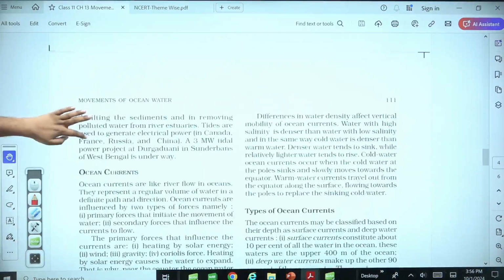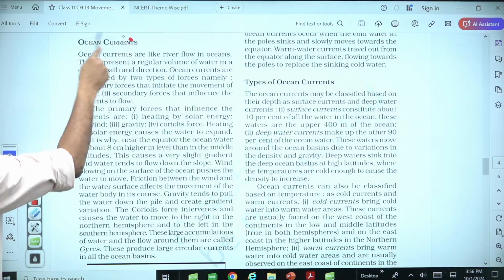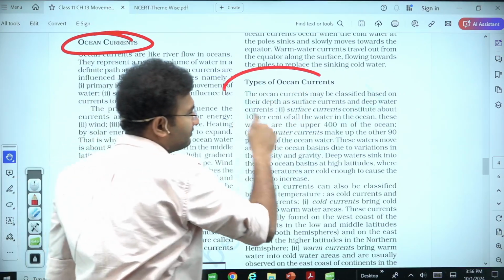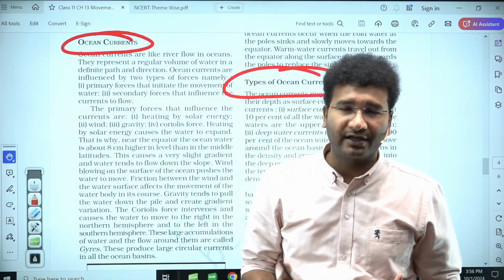Tides are formed because of various reasons. Now let's quickly come to the concepts of ocean currents here. What are these ocean currents? What are the different types of ocean currents?